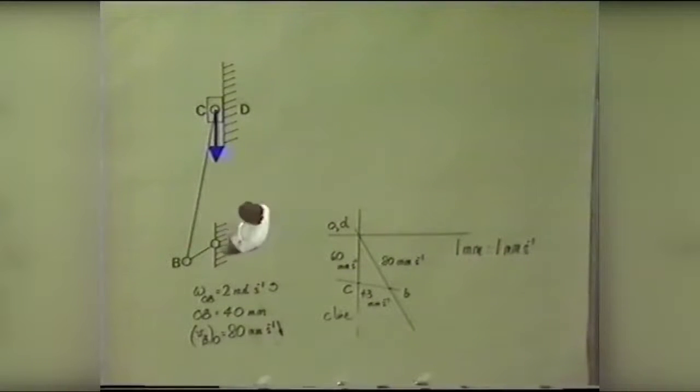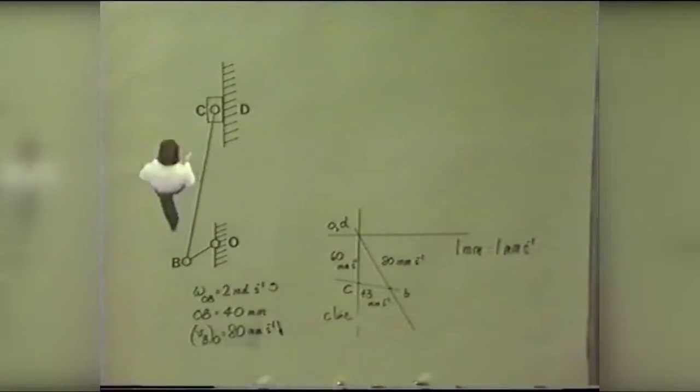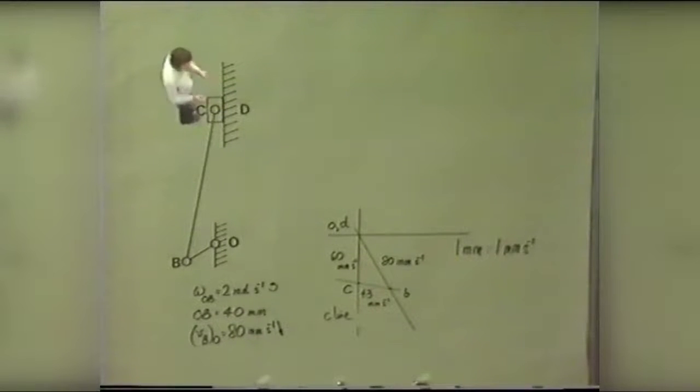But if I happen to be part of B, then I would see O moving that way with a velocity of 80 millimeters per second. And I would observe C moving in that direction with a velocity of 43 millimeters per second. And of course, if I were to be part of C, then I would see a completely different picture of the velocities.